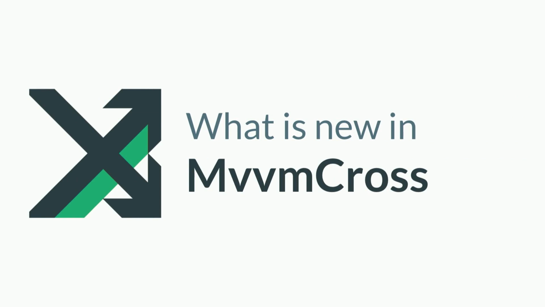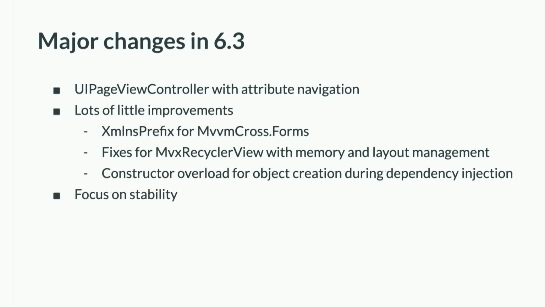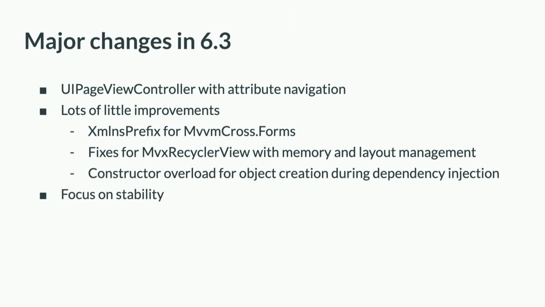So for everybody here that knows MvvmCross, just want to give you a little update on what's new. In 6.3, latest version, we added UI page view controller navigation with the attributes. So sometimes you have these pages where you sort of swipe through and you go to the next one. On Android, it's called a view pager. And with this attribute, you can just put it on top of any page. It will put itself into a page view controller, and you'll be able to swipe through back and forth, and it will handle all the navigation within that for you, and the events as well.